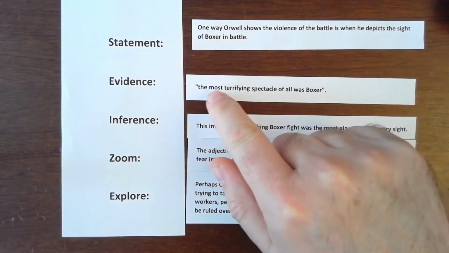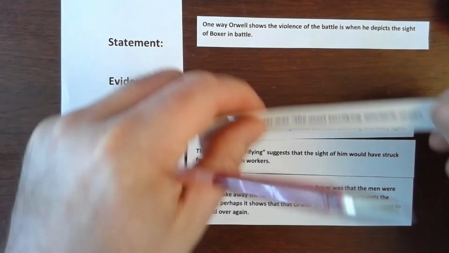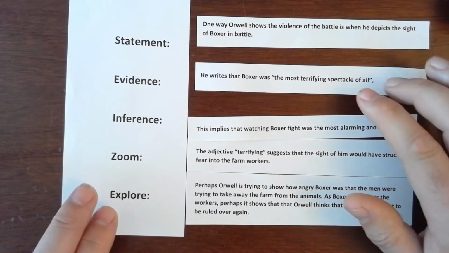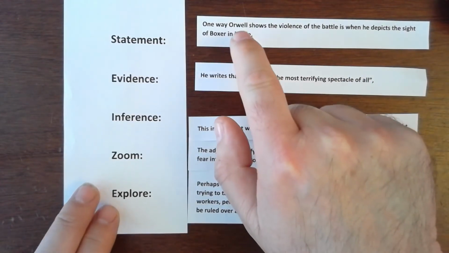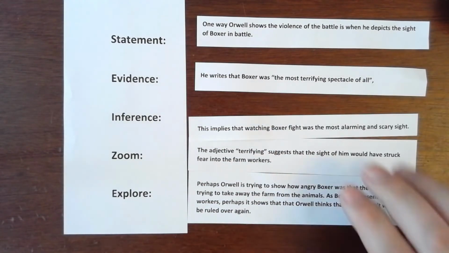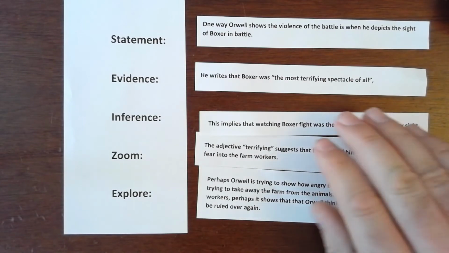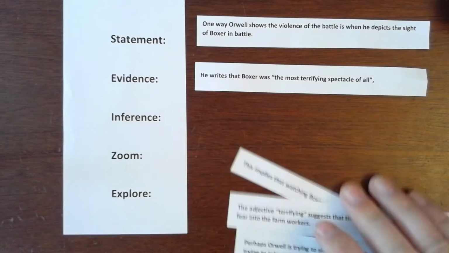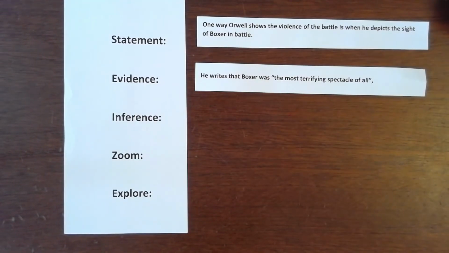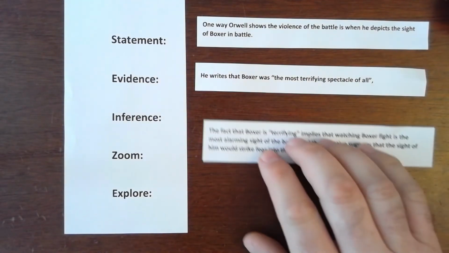I can't use this because this is just a quotation on its own. So I said he writes that Boxer was the most terrifying spectacle of all. So I've just increased the length of my statement a little bit. I've put my evidence in. Now what I'm going to do is I'm going to get rid of these entirely, because one of the things that really helps develop your paragraphs is integrating your inference and your statement together. So here's how I've done that.